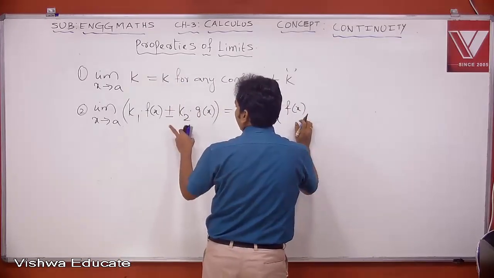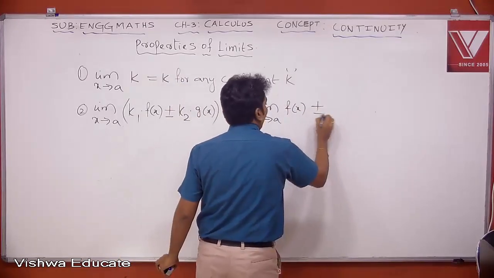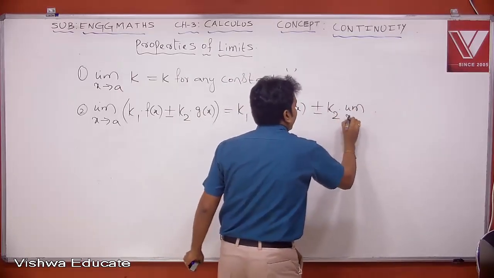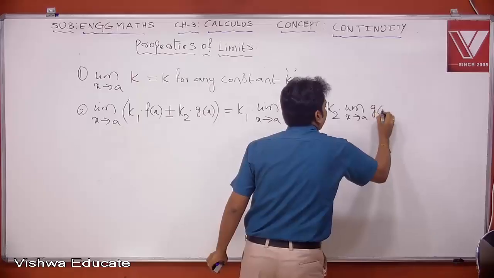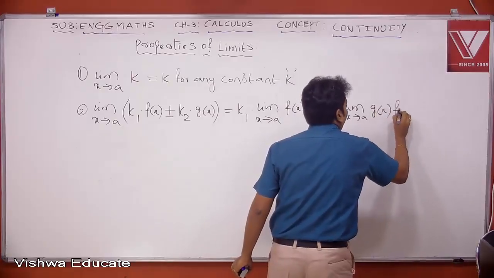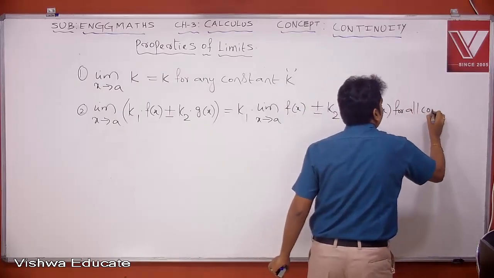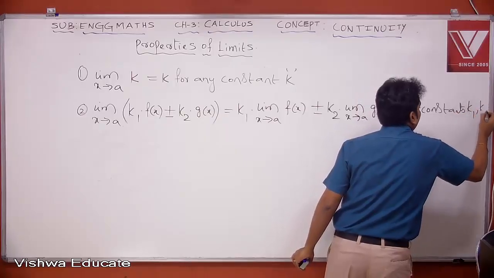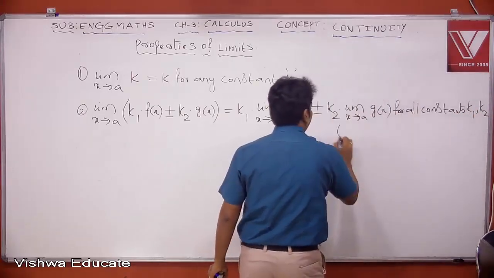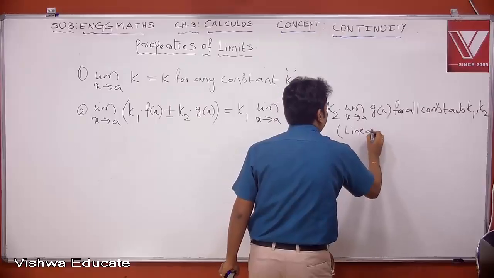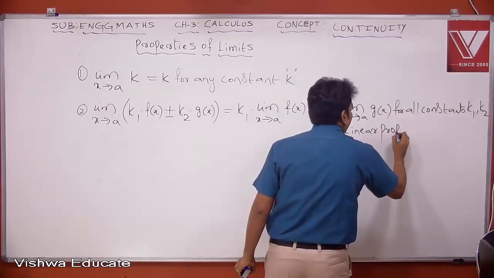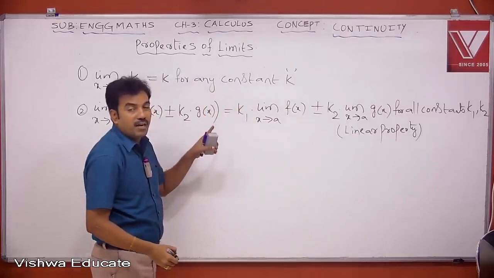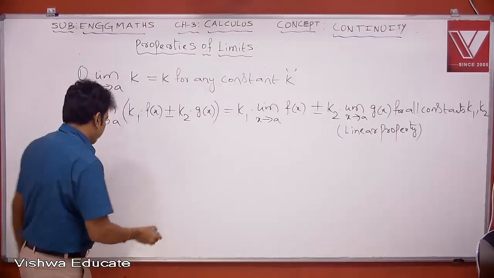If it is plus, write plus. If it is minus, write minus. So plus or minus k2 into limit x tends to a g of x, for all constants k1, k2. This is called the linear property for limits. This is similar to the linear property of derivatives and integration.